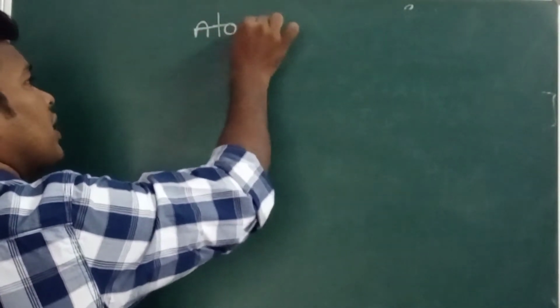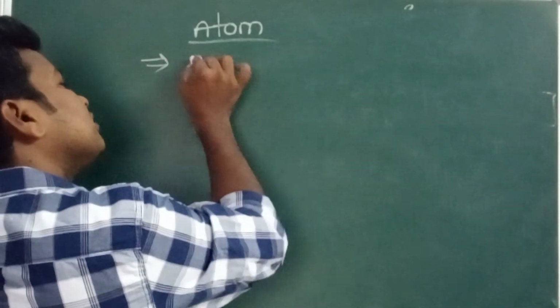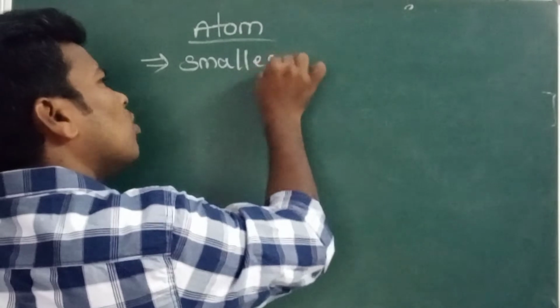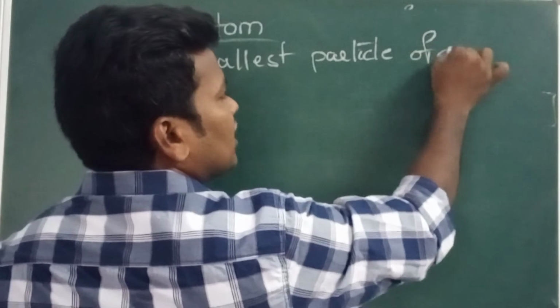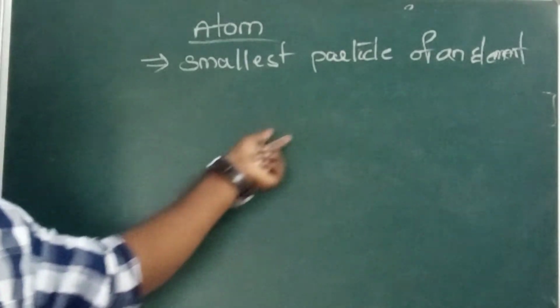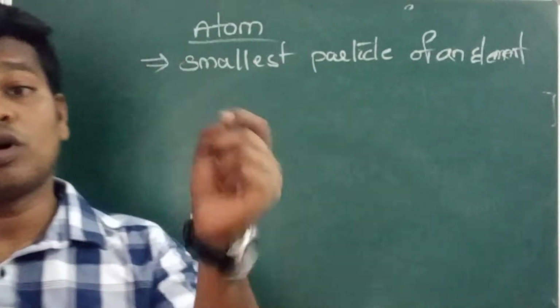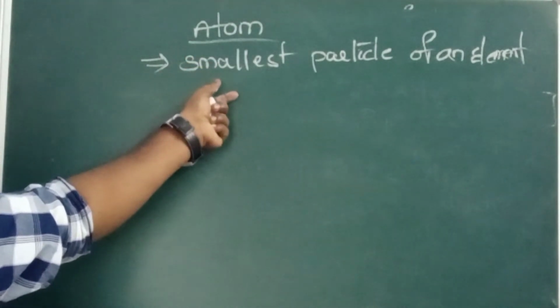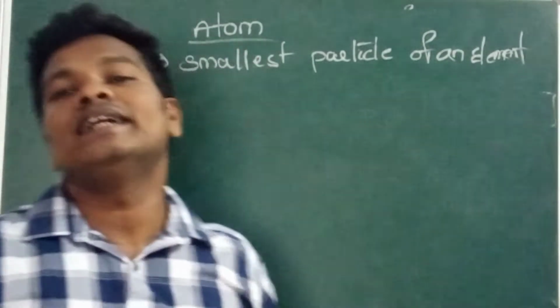Now you can see the atom. Just now we discussed that an atom is round in shape, spherical in shape, a very small particle taking part in chemical reactions. Atom is nothing but the smallest particle of an element. If you take anything in the universe, the smallest particles that take part in chemical reactions are called atoms. This atom may or may not exist independently.